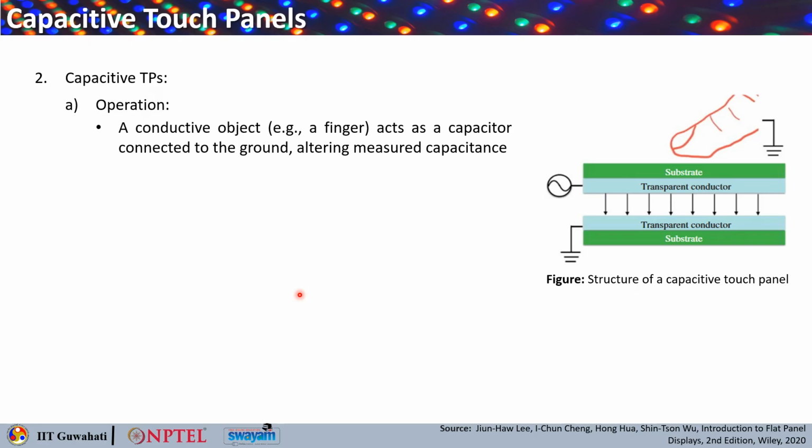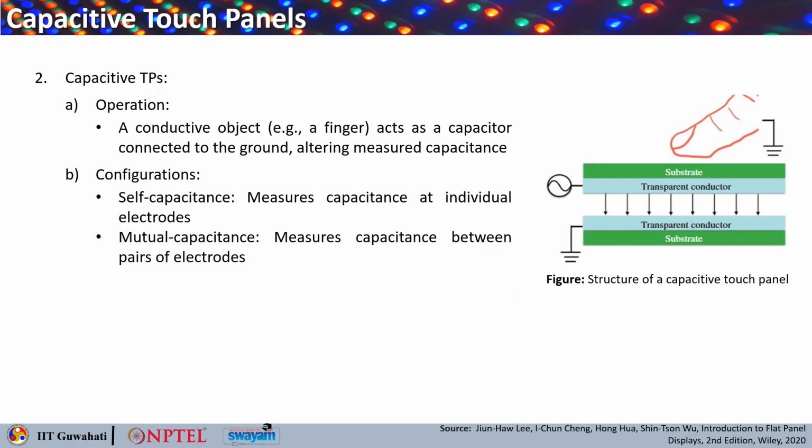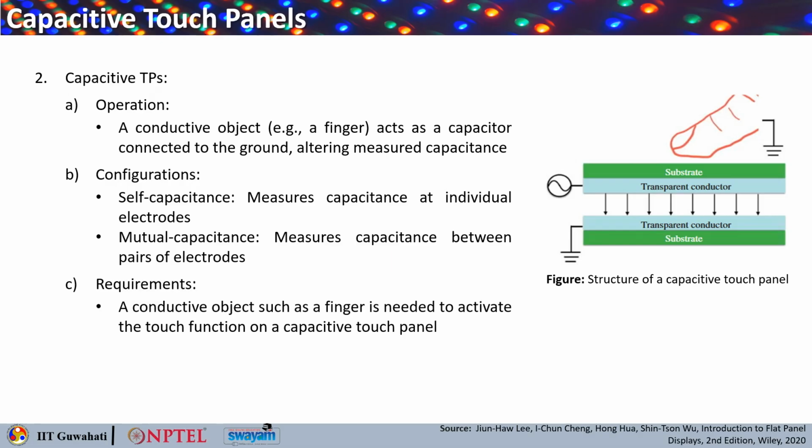Next is the capacitive type. Here is how it works: a conductive object, something like a finger, acts as a capacitor connected to the ground, and it alters the measured capacitance. There are two types of measurement: one is called self capacitance measurement, and the other is called mutual capacitance measurement. Self capacitance measures at an individual electrode. With mutual capacitance, you measure the capacitance between a pair of electrodes.